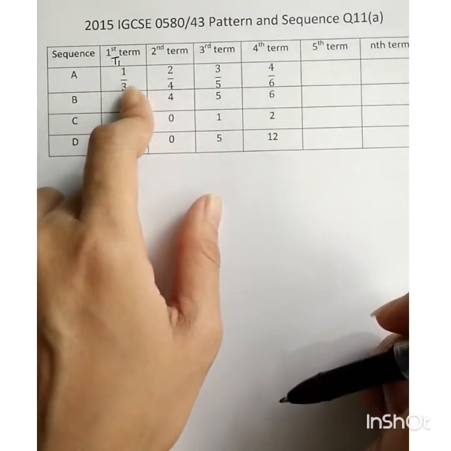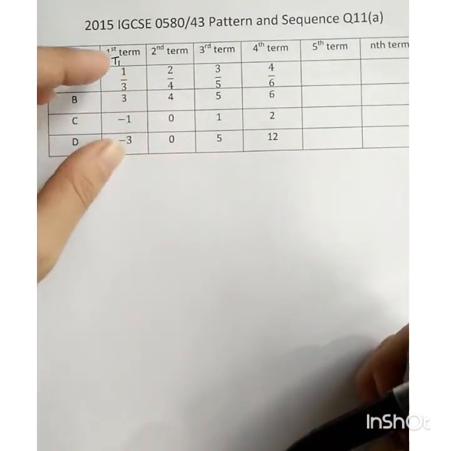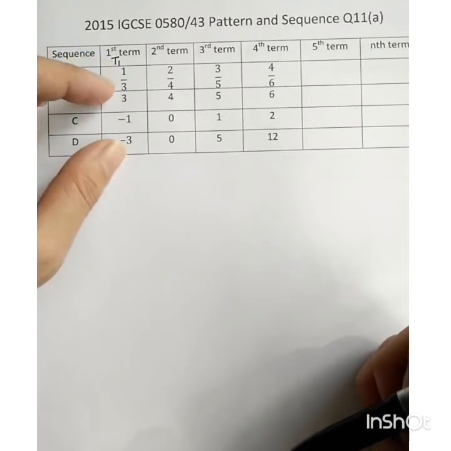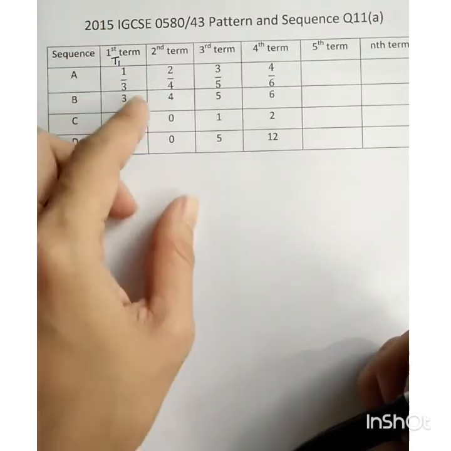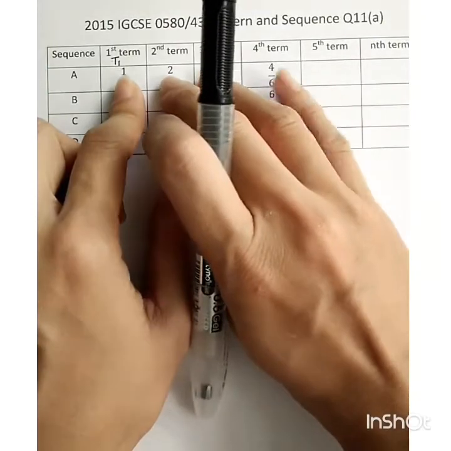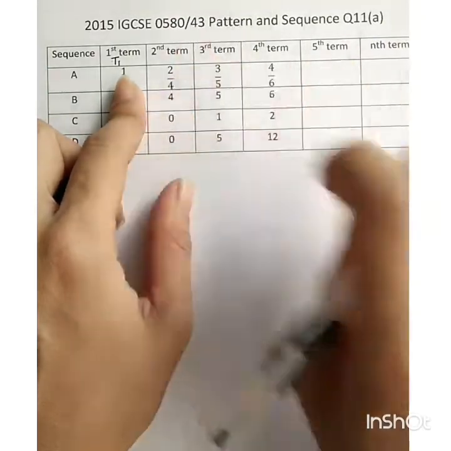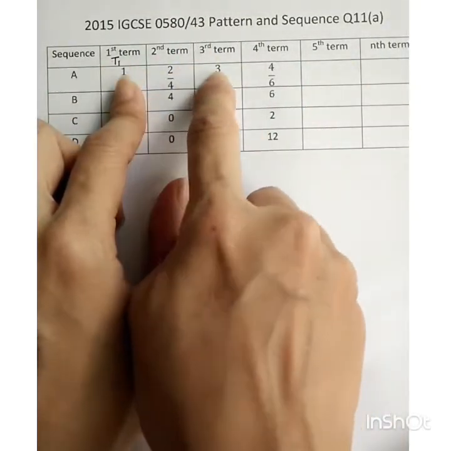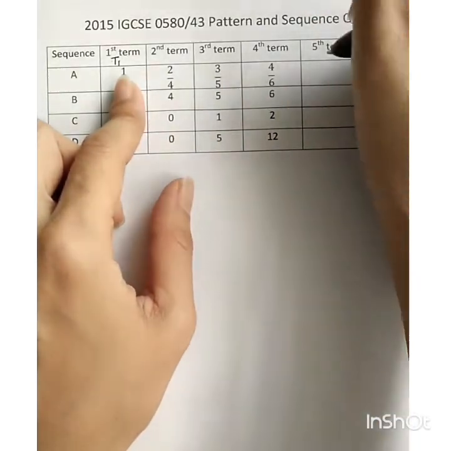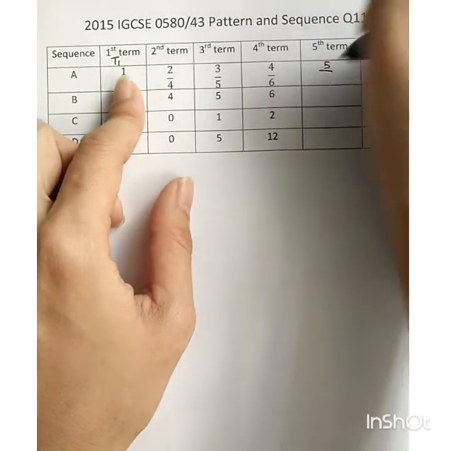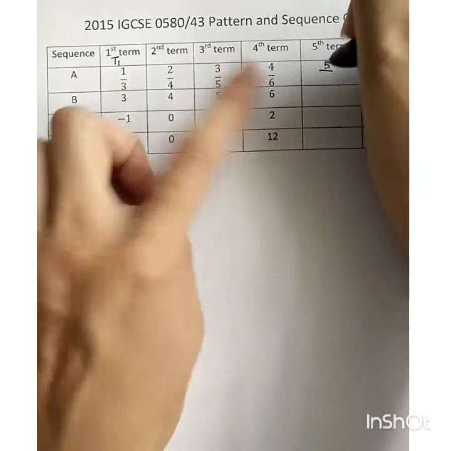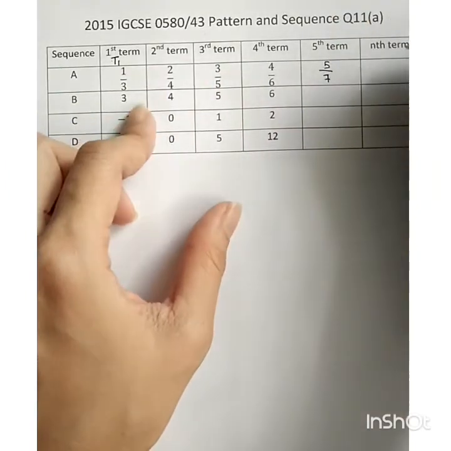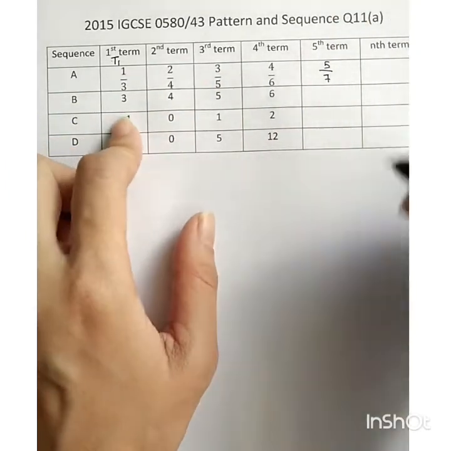This is a fraction, but I'm going to separate it into two parts. One will be the numerator, the other one will be the denominator. So let's look at the upper one, where 1, 2, 3, 4. The next one, obviously, you can just guess the answer, which is 5. 3, 4, 5, 6, 7. So for the n term, we're going to do it later.